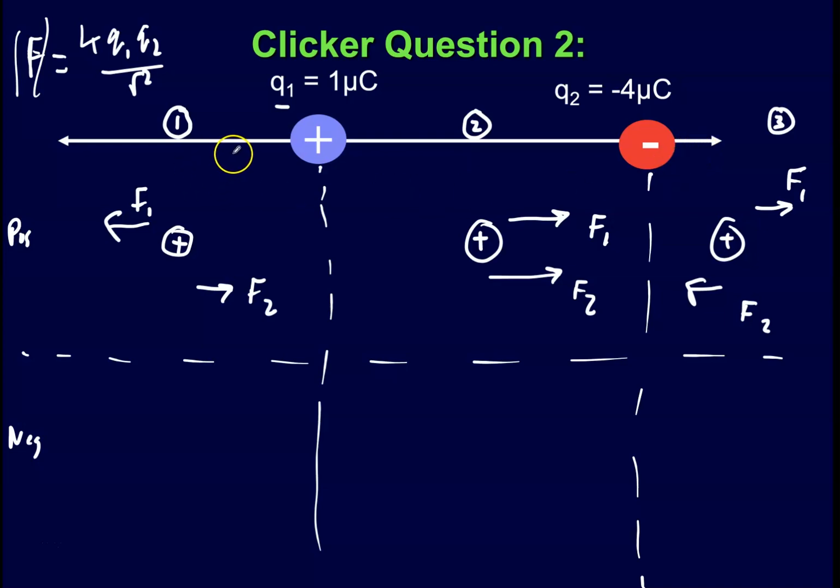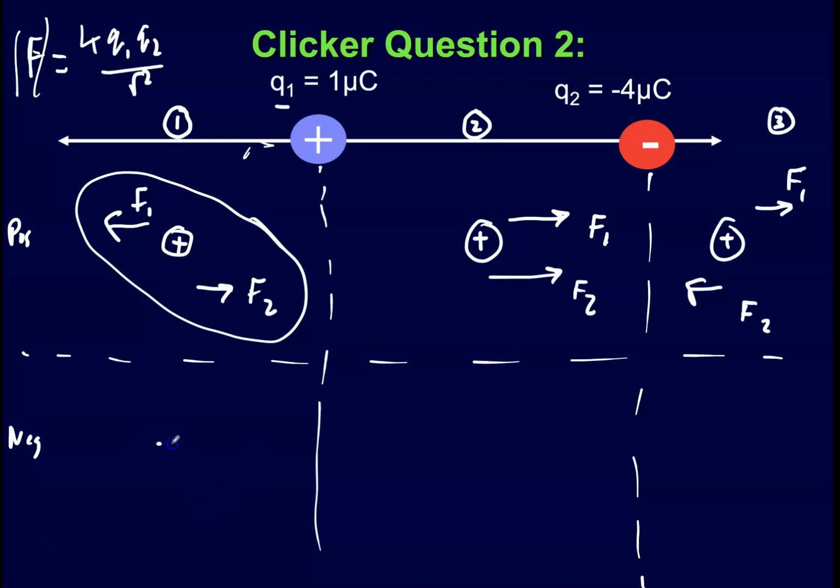Over here, you'll get to some point, maybe right here, where you're close enough to that positive charge that the force from the positive, which has a magnitude of 1, is equal to the force from the 4, which is going to be bigger. And so it would be possible that this would work out.